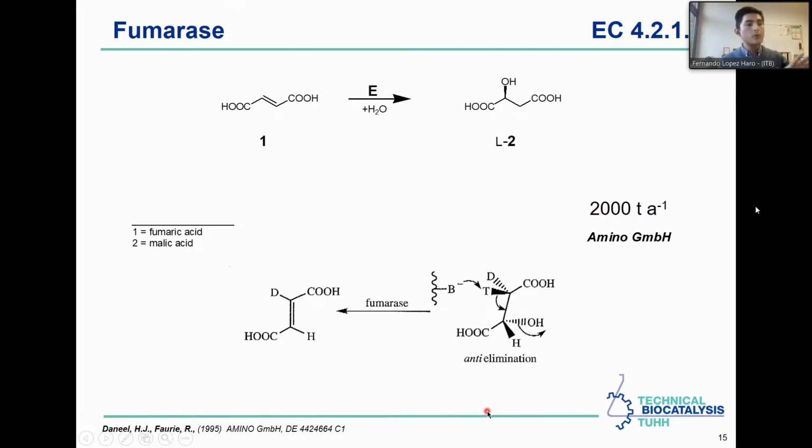This is the exact mechanism. You don't need to learn this for the exam. It is just the order in which the electrons are shifted from the enzyme to the double bond, and then from the double bond to the oxygen to the hydroxyl residue. In the reverse reaction, as you can see, this is a reminder that enzymes can catalyze both ways of the reaction.